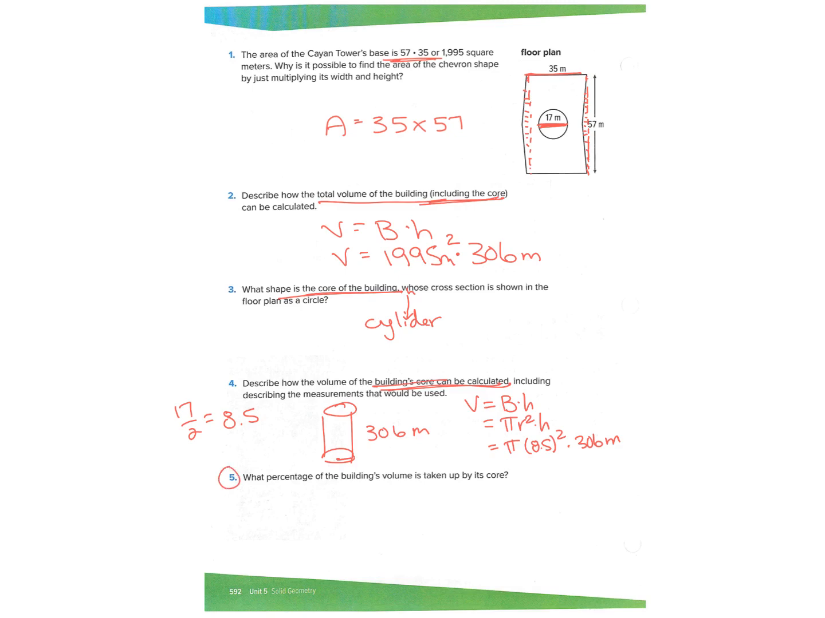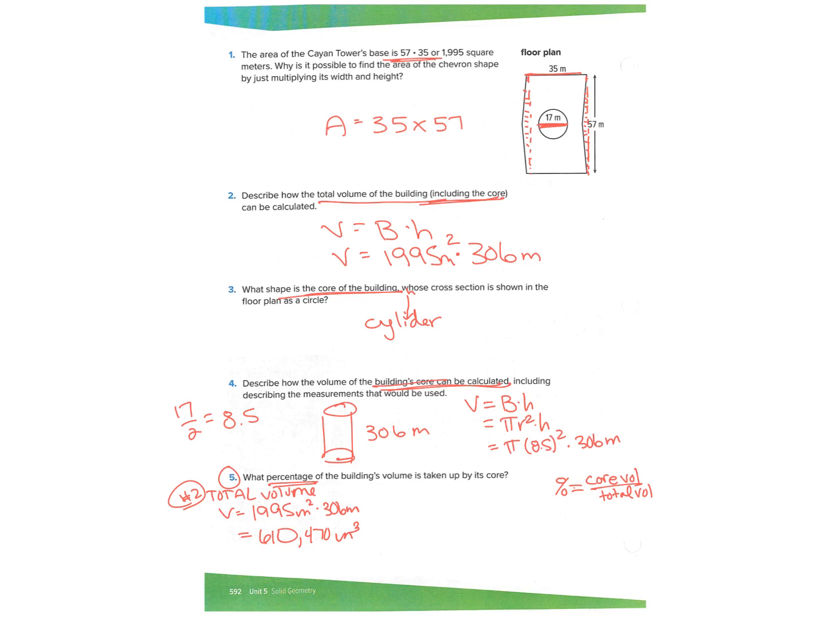Then it says, what percentage of the building's volume is taken up by the core? To find the percentage, I would need to take the core volume divided by the total volume. So I need to calculate both of those. Let's go back to number 2. This is my total volume: 1,995 meters squared for each cross-sectional area times this height of 306 meters, and I get a total volume of 610,470 meters cubed. That's the whole building.